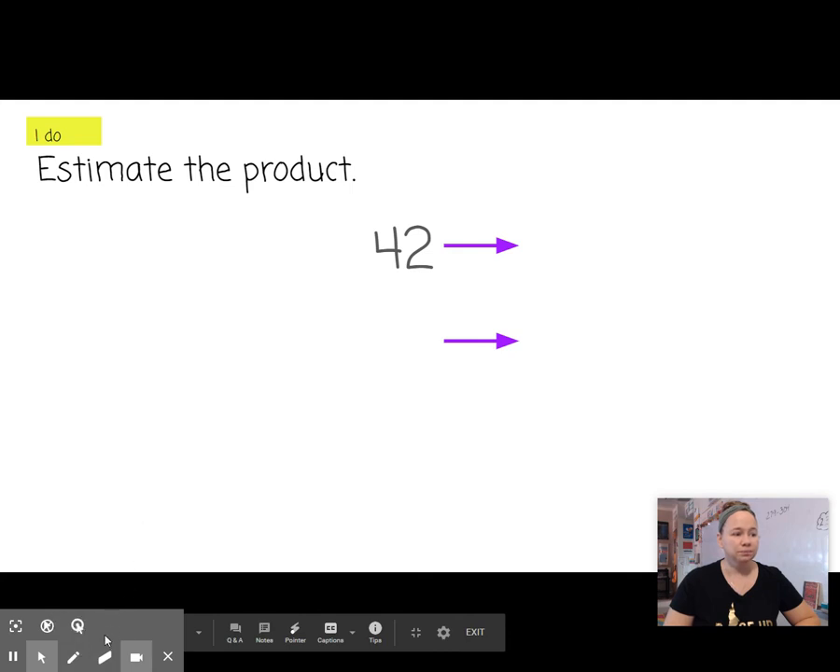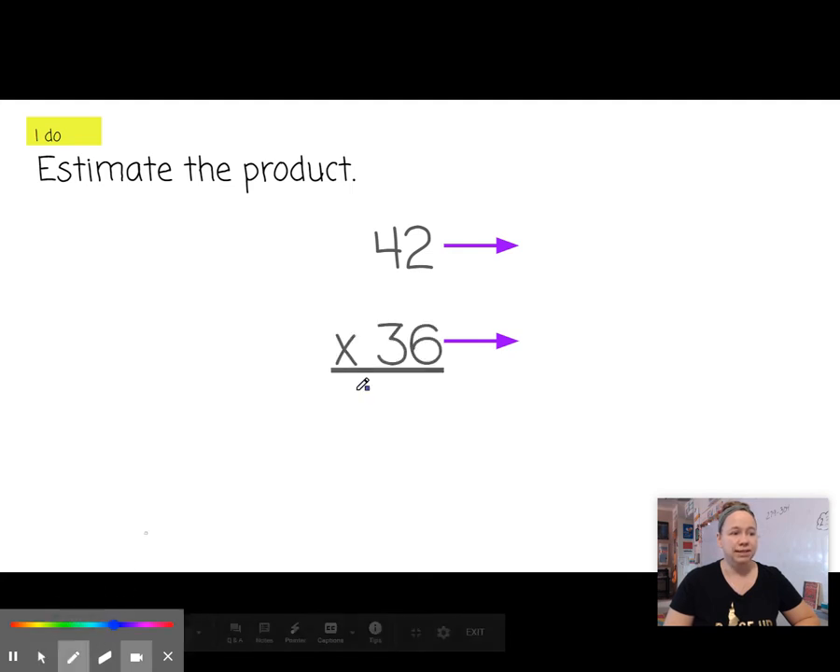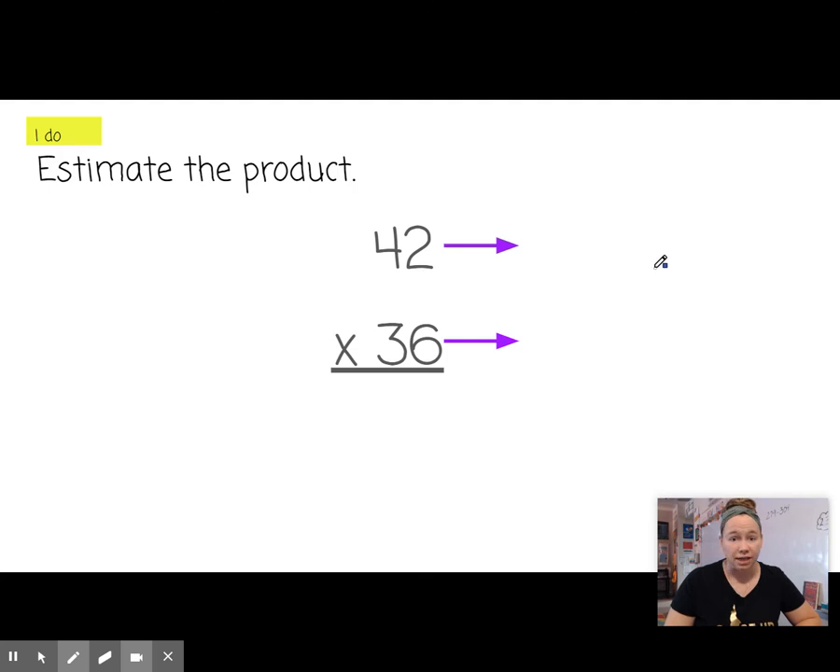42 times 36. All right. We're going to 42. Is that going to round up to 50 or down to 40? Right. 42 is closer to 40, so we're going to round it down to 40. And how about 36? Should we put that up to 40 or down to 30? Well, 6 is a big number.